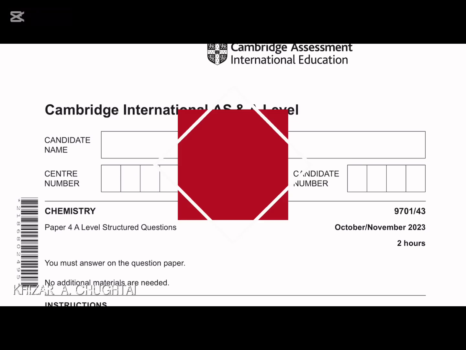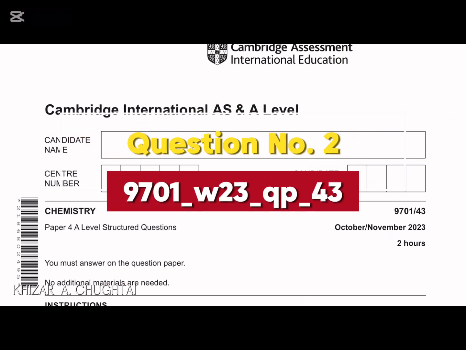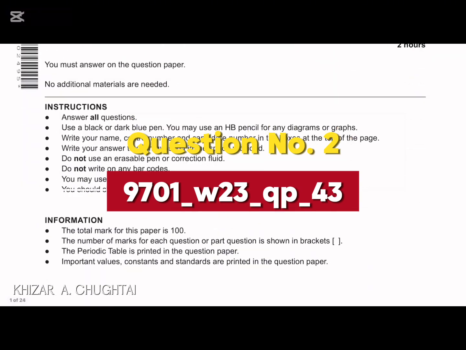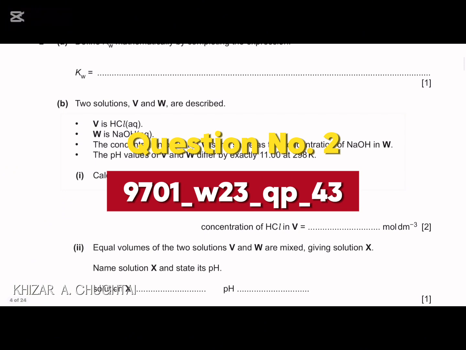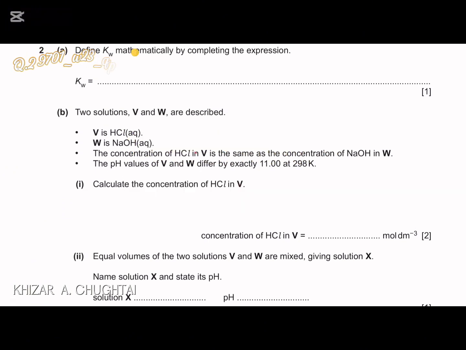I'm going to solve question number 2, October-November 2023 4-3 variant. Let's see how to solve this question. Question number 2, part A: define Kw mathematically by completing the expression. Kw is equal to H positive ion concentration multiplied by OH negative ion concentration, that is given by the water basically.